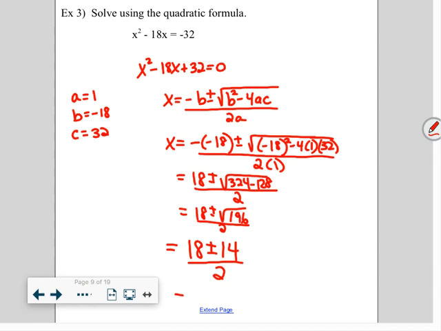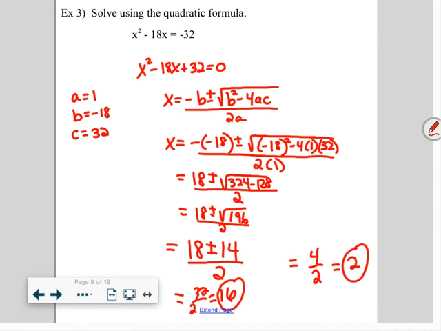Okay, so here you're going to have to do two answers. And watch, the discriminant is a positive, so you get two real solutions. And we are. 18 plus 14 is 32 over 2. So that's 16. That's one of my answers. And then I take 18 minus 14, which is 4 over 2. So make sure you circle or box that you get two answers.